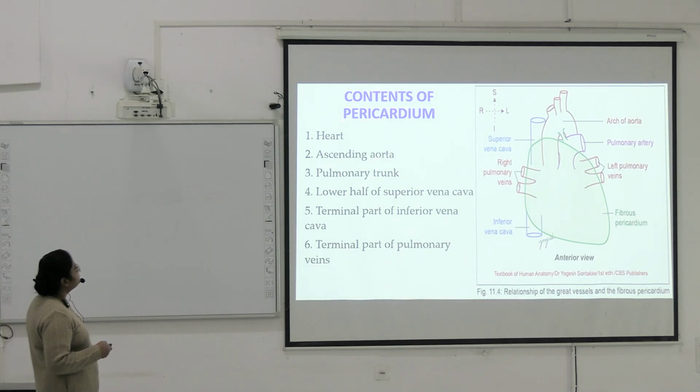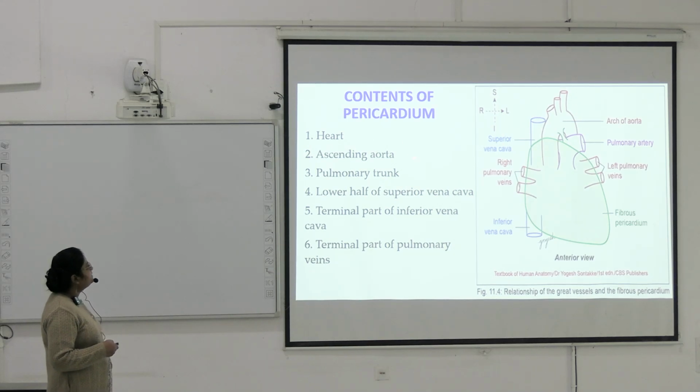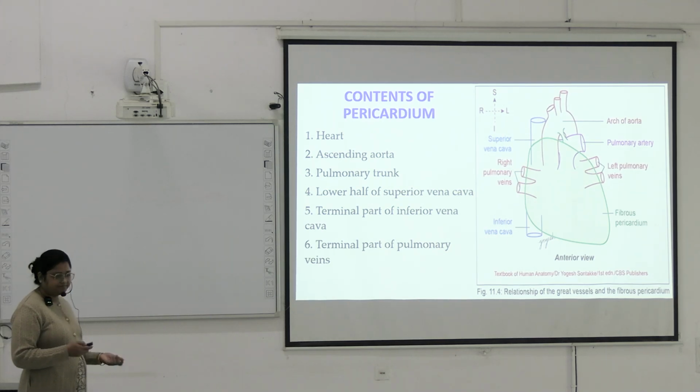Content of pericardium is heart, ascending aorta, pulmonary trunk, lower half of superior vena cava, terminal part of inferior vena cava, terminal part of pulmonary vein. Here you can see all this. So these are the contents: heart, ascending aorta, pulmonary trunk, terminal part of superior vena cava, terminal part of inferior vena cava and four pulmonary veins. These are the contents of the pericardium.